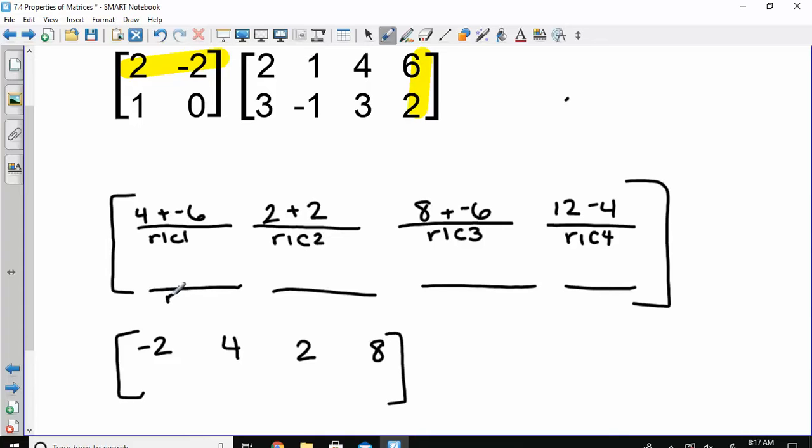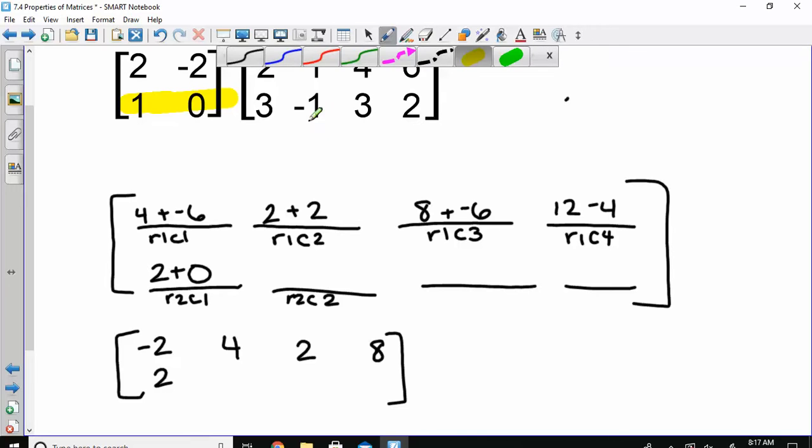Now we're moving to the second row. So row 2, column 1. 2 times 1 is 2. 0 times 3 is 0. So that one gives us a 2. Row 2, column 2. 1 times 1 is 1. 0 times negative 1 is 0. So we get a 1.